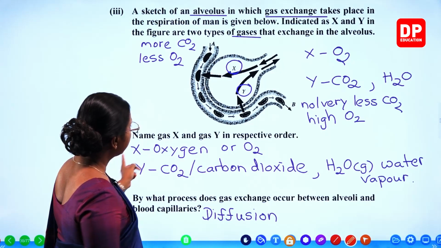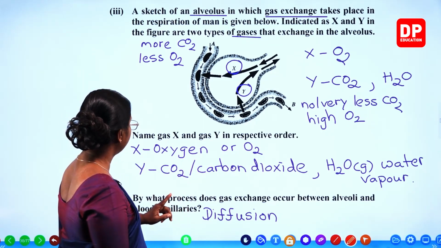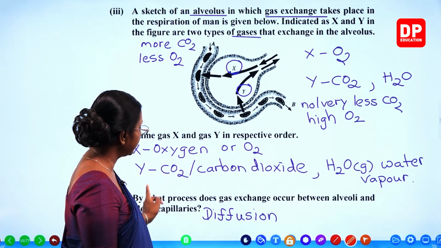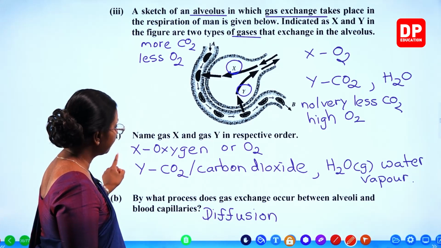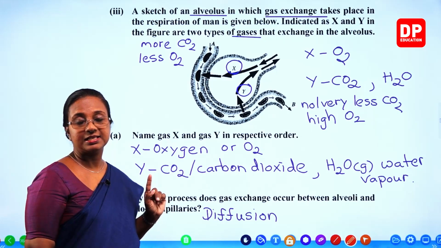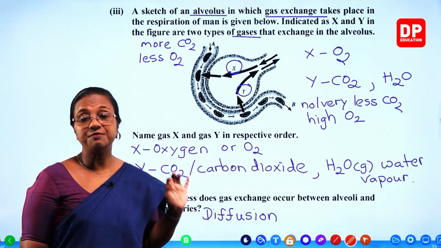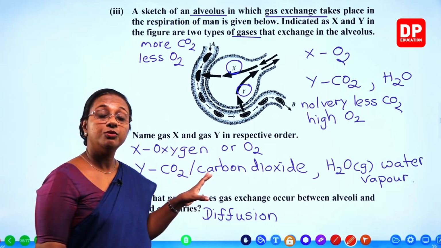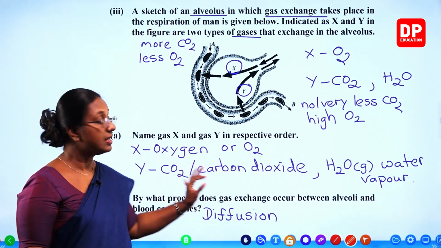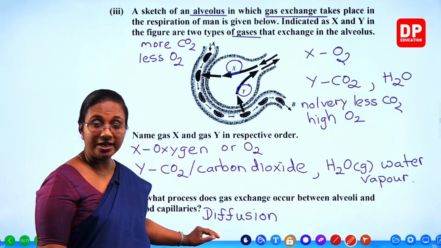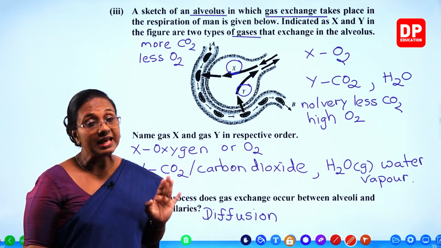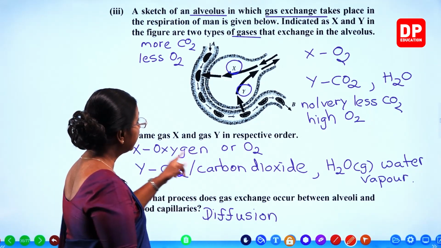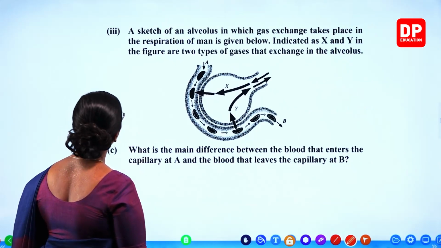So here also they have asked you to write it in respective order. So you can write it as oxygen, then carbon dioxide, or you can write it as X and Y. What are the gases? So you have to be very specific when you answer the question. You don't have to write long sentences, but you have to write the correct, required point, and you have to be very specific. Is that clear, students? So with that, I'll move on to the next part.